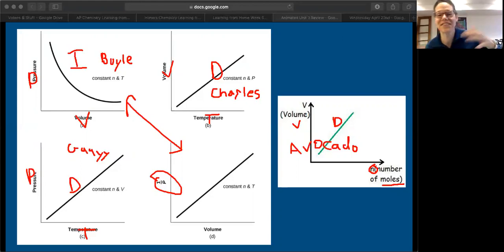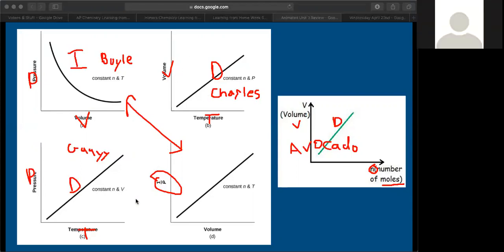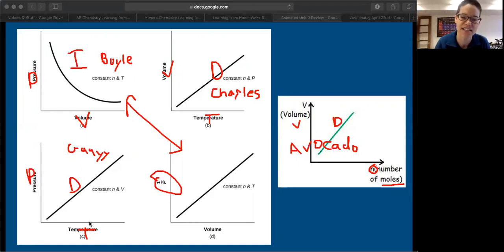So you don't have to know those names, but it does help to remember. Basically, everything is a direct relationship except for pressure and volume. And this should all be common sense for the most part. If you put more stuff in a balloon, it will get bigger. If you heat up a balloon, it will expand. If you increase the temperature inside a closed container, the pressure will build up until it explodes. But if you squeeze a balloon, it will get smaller. So it's all common sense.